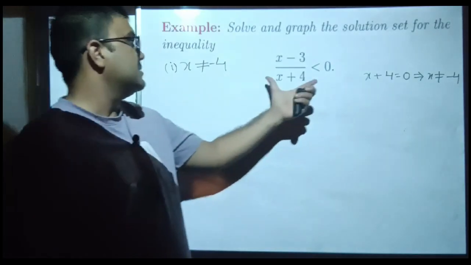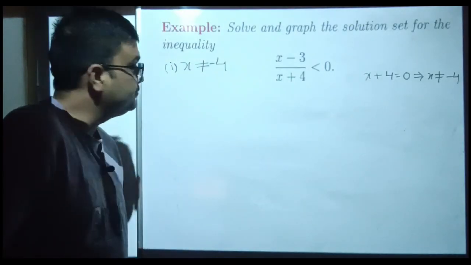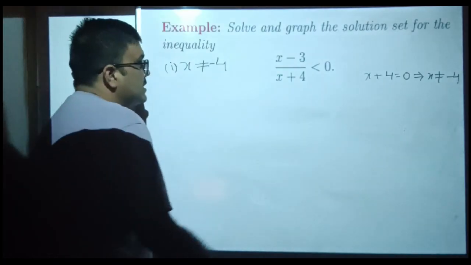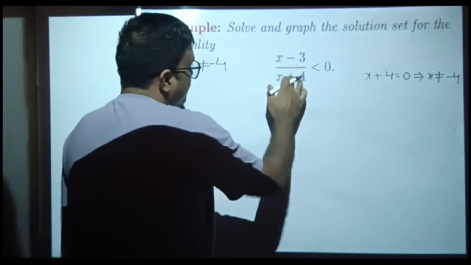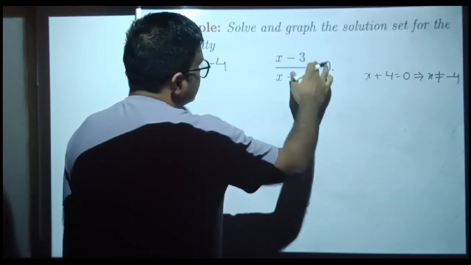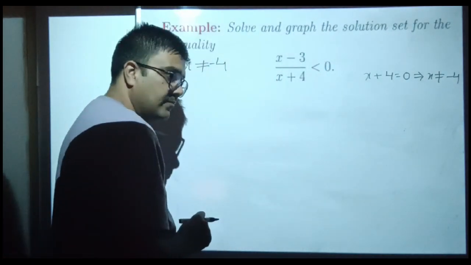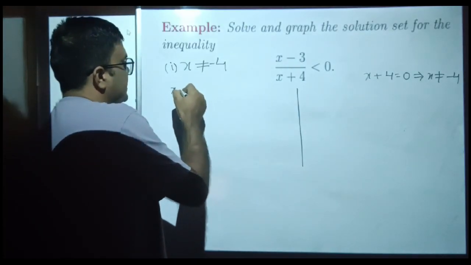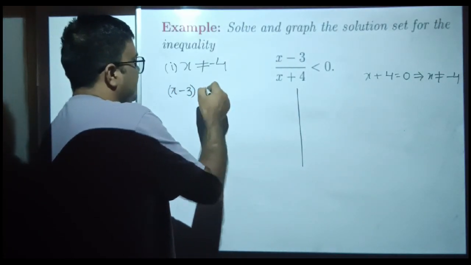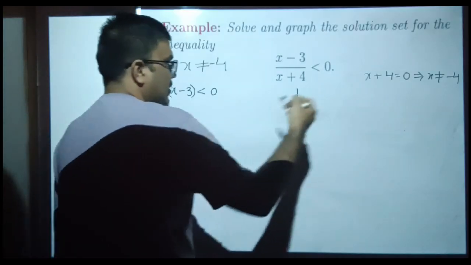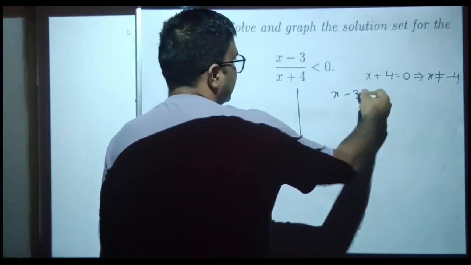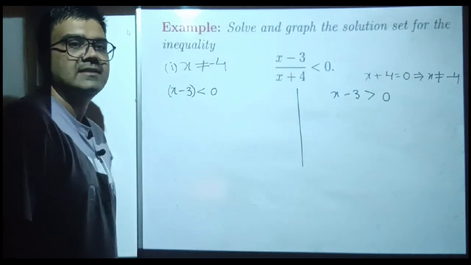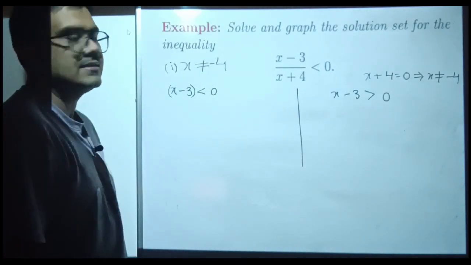Next, we are going to solve this. This is of the form a by b, and we are saying this term is less than 0. So there are two cases. The first case is that x minus 3 is less than 0, or the second case is that x minus 3 is greater than 0. The numerator is either less than 0 or greater than 0.